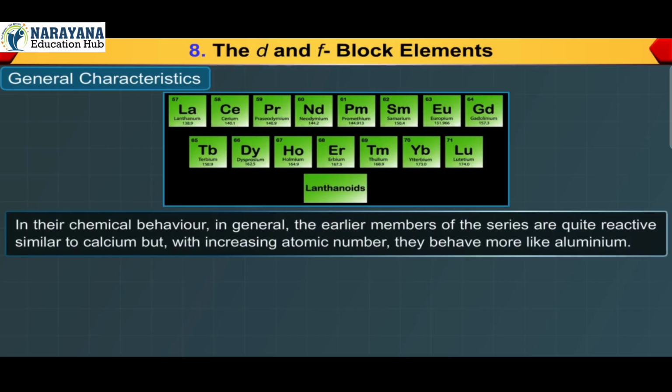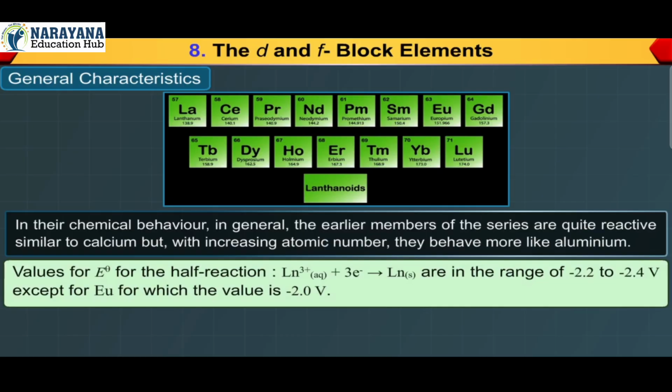In their chemical behavior, in general, the earlier members of the series are quite reactive, similar to calcium, but with increasing atomic number, they behave more like aluminium. Values of E standard for the half reaction Ln3+ aqueous plus 3 electrons gives Ln solid are in the range of -2.2 to -2.4 volt, except for Eu, for which the value is -2.0 volt.